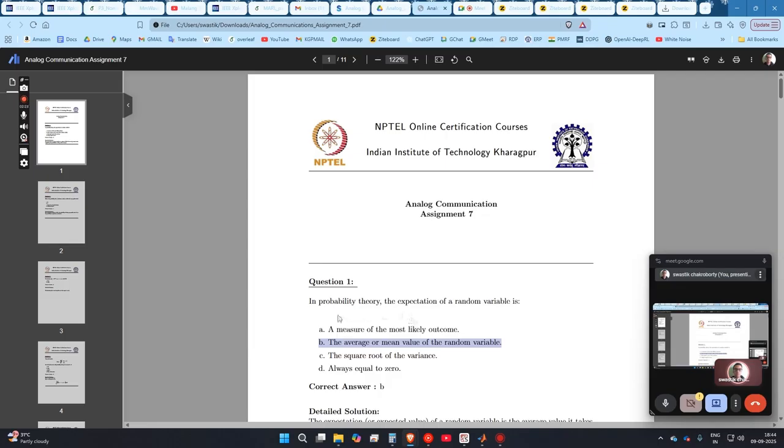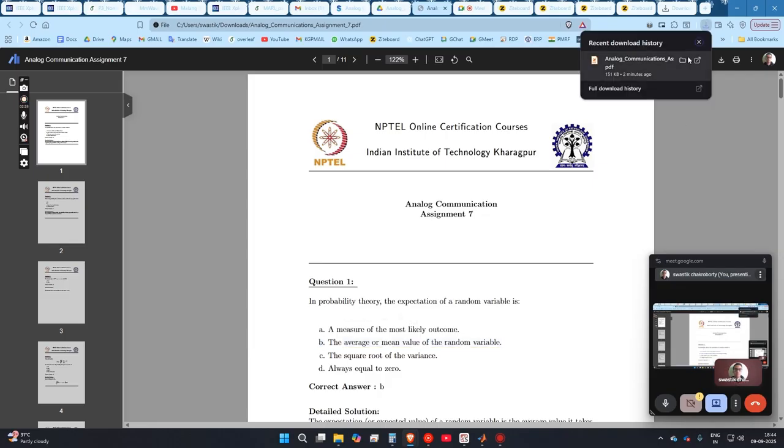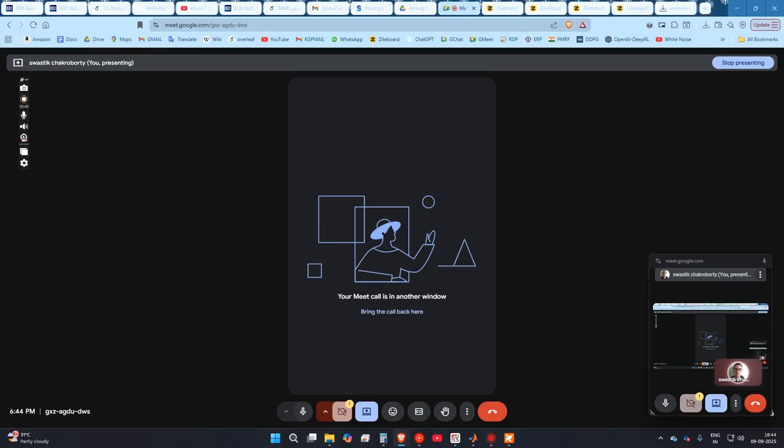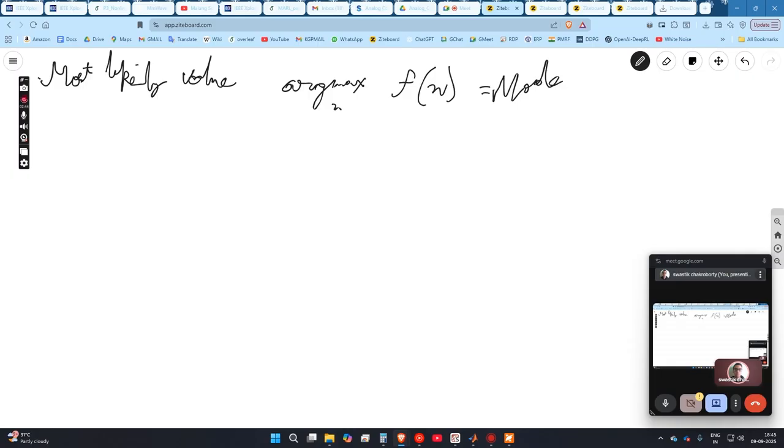Next is average. So we know that average is the correct answer. The expectation is the measure of the average. So here we have seen that expectation is the measure of the average.